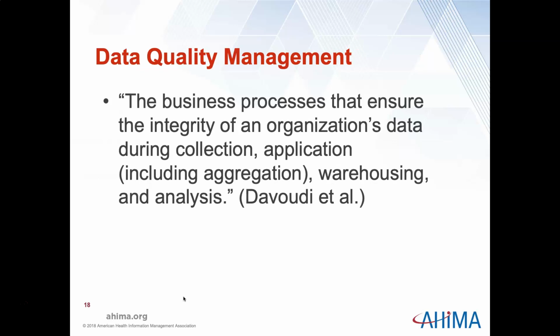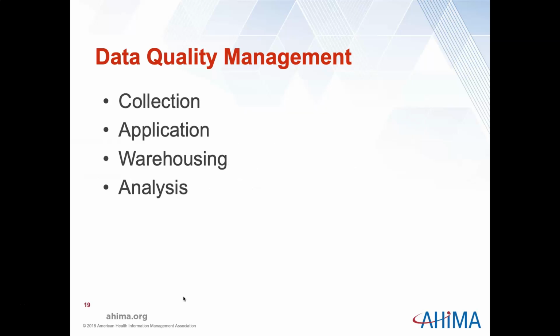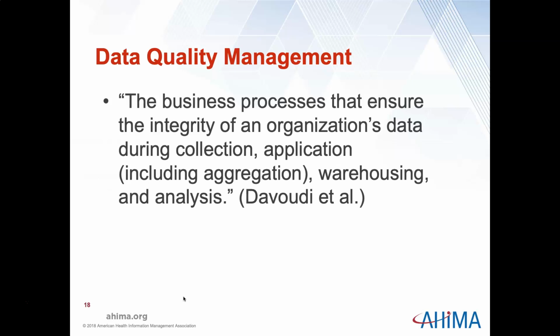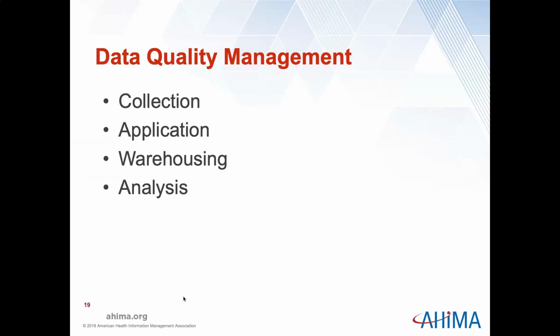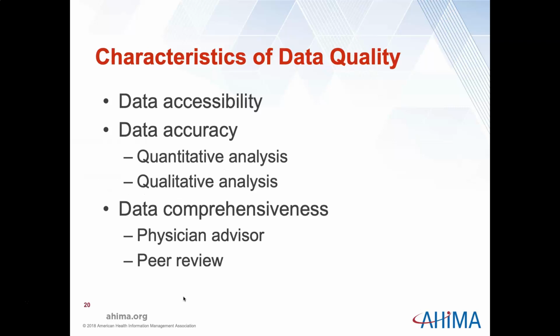Data quality management really includes the business processes that ensure the integrity of an organization's data during collection, application, which includes aggregation, warehousing, and analysis. So make sure that you know this definition. Data quality management includes collection, application, as we said, and back here it said aggregation. So when you're thinking application, mentally put a slash aggregation. So collection, application/aggregation, warehousing, and analysis.